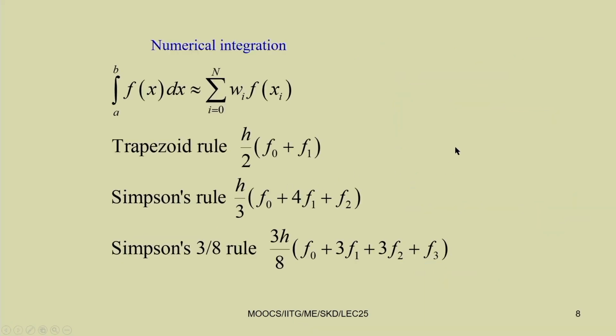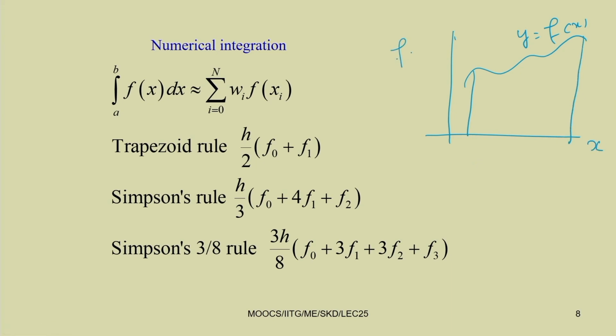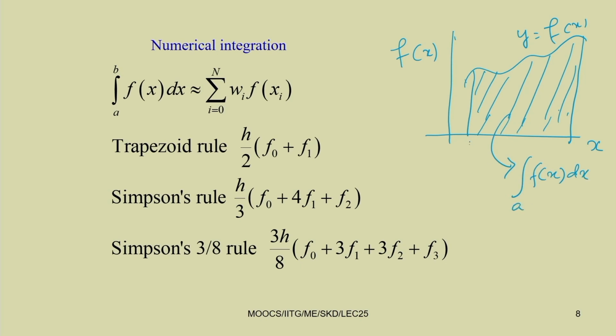So, let us see the numerical integration. Similarly here also, let this be the function y equal to f(x). If we want to find the integration of f(x) dx, so this is x and this is f(x). This integration is nothing but the area bounded by this curve and the x axis. So this area represents the integration of f(x) dx from x equal to a to b.